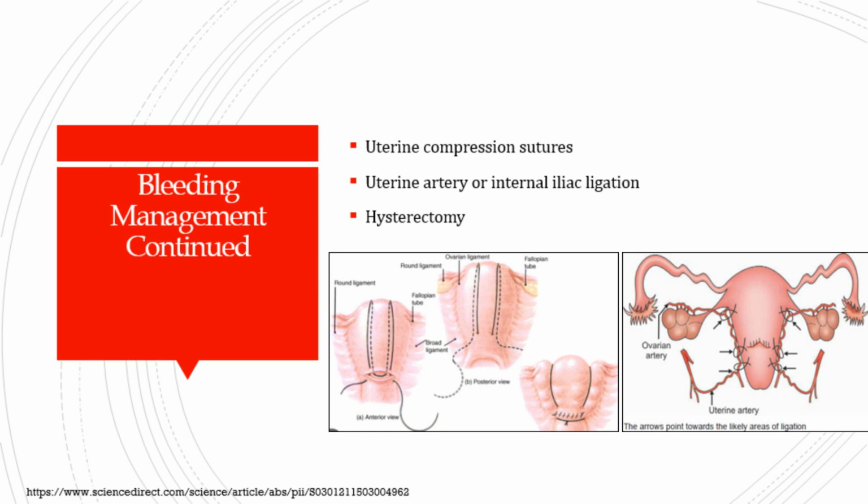Lastly, hysterectomy, which is surgical removal of the uterus, is the last resort in cases where bleeding cannot be controlled by other means. While this is the most definitive solution, it is also the most invasive and has significant associated risks and implications for future fertility.